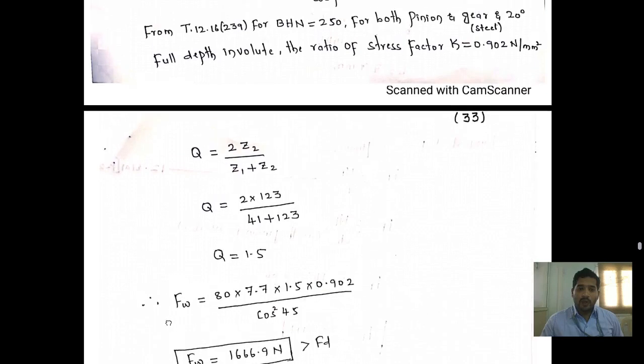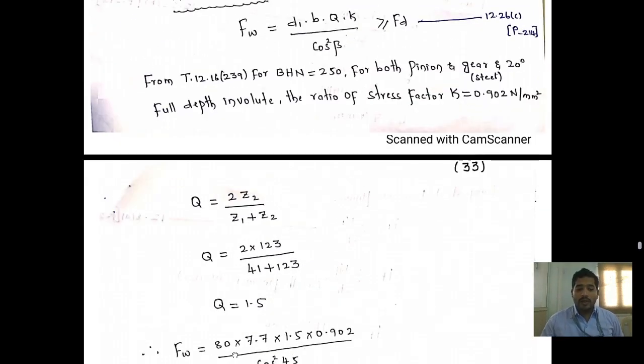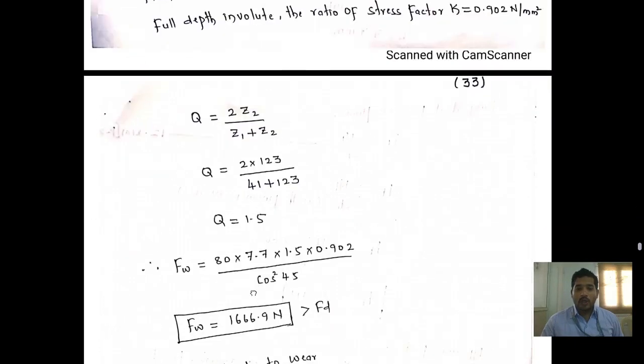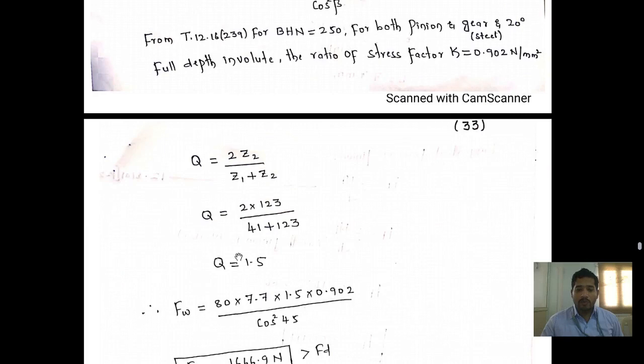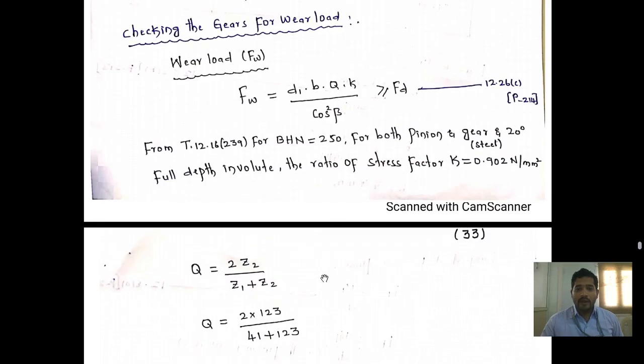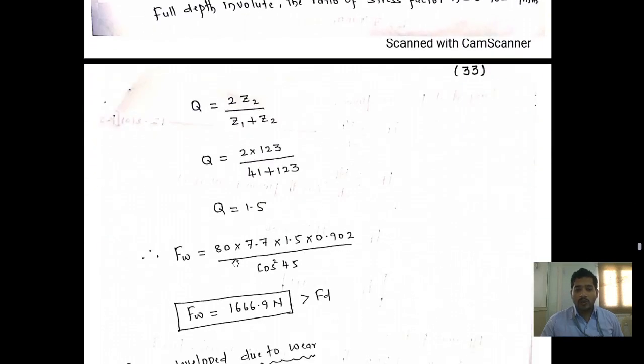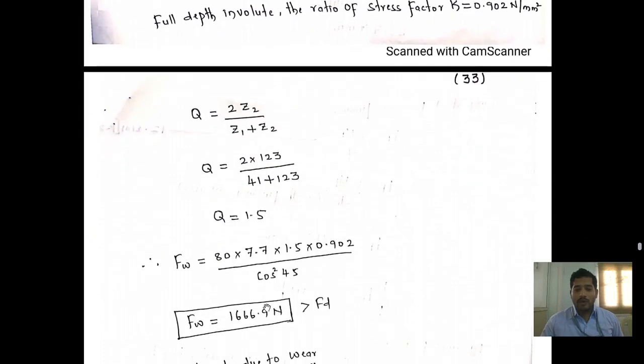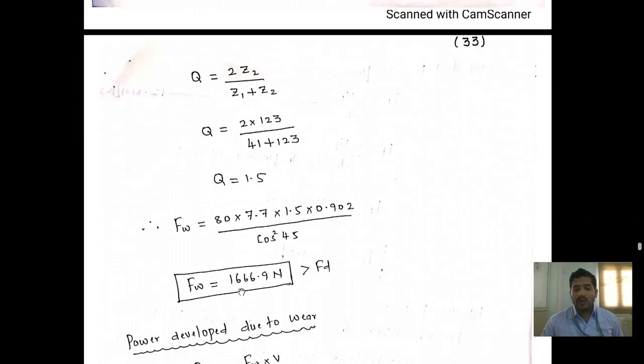FW equal to, okay, here D1 value is how much is there? 80. And B value is how much is there? 7.7. And Q value is how much is there? Q value is 1.5, and we have the K value, how much is there? 0.902, by here cos square beta, nothing but cos square 45. If you divide the whole value, then you will get the answer.